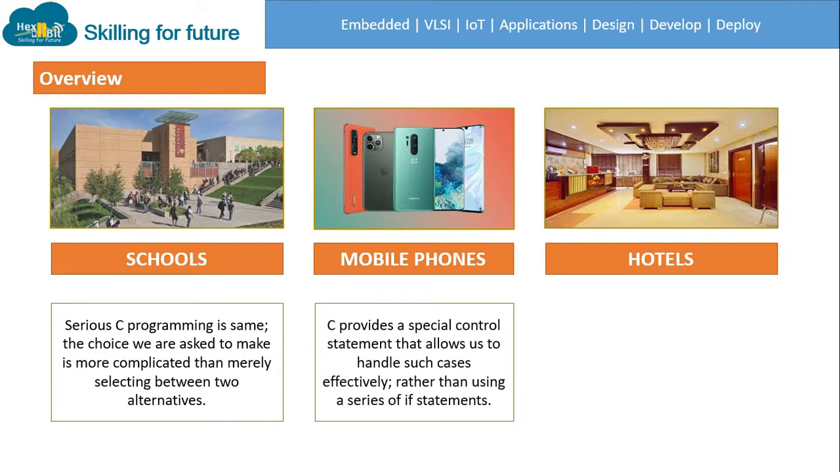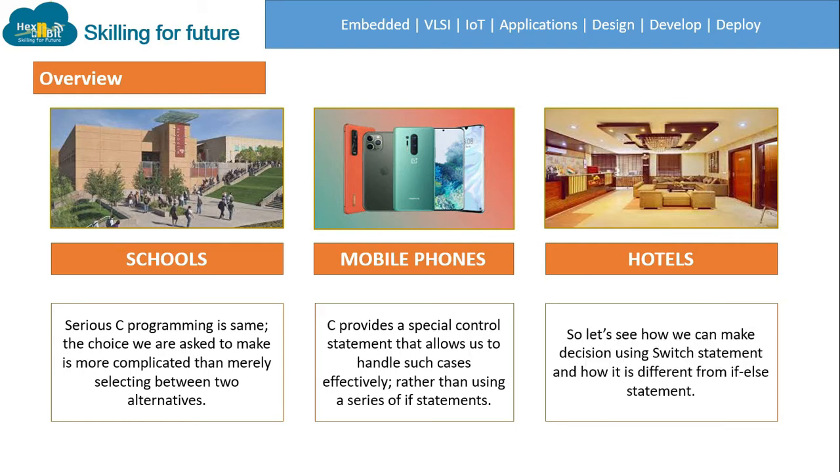C provides a special control statement that allows us to handle such cases effectively rather than using a series of if statements. Suppose we have a number of test conditions or a number of choices, then we would have to write multiple if statements, right? But C provides a special control statement which is used in such situations. Let's see how we can make decisions using the switch statement and how it is different from the if else statement.